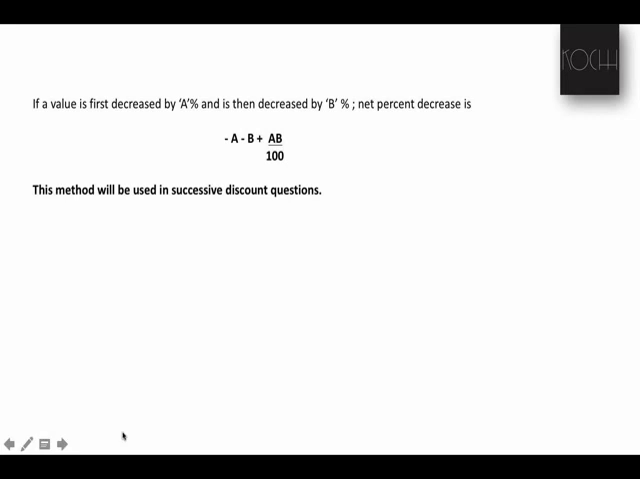Always remember what my current value is. Okay, so suppose there is a question that says discount, say 30%, discount 30% plus 20%. This means a value is first reduced by 30% and then reduced by 20%.